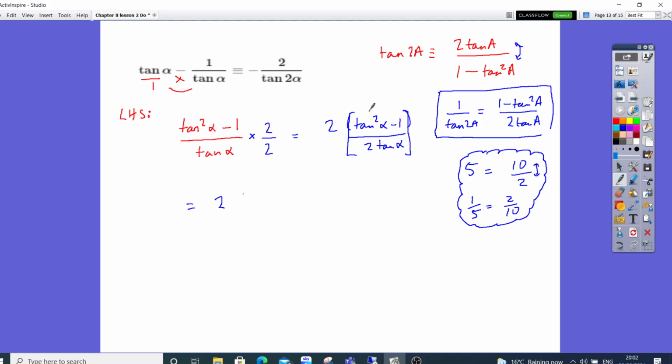When I've got these two the wrong way around, what I can do is multiply both the number inside and outside by a negative 1. So I could introduce a minus 1 outside the bracket, and that will introduce a minus sign in there. So if I negate that, I will get 1 minus tan squared alpha, and that's all over 2 tan alpha. So that's a little trick I can use.